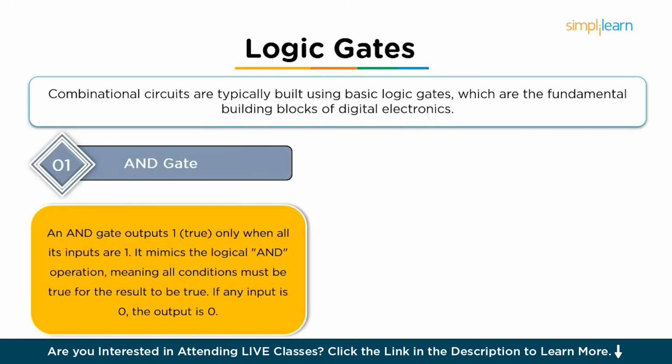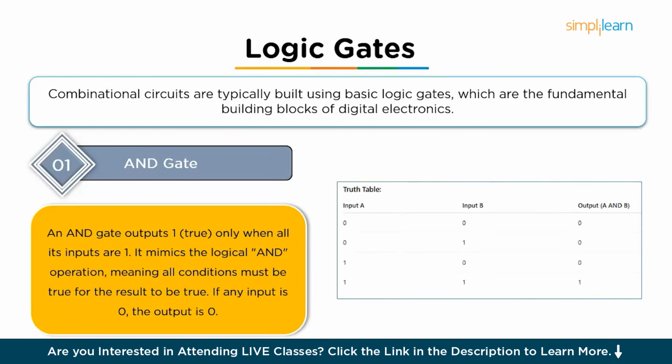An AND gate outputs 1, true, only when all its inputs are 1. It mimics the logical AND operation, meaning all conditions must be true for the result to be true. If any input is 0, the output is 0. Here you can see the graph, the truth table.